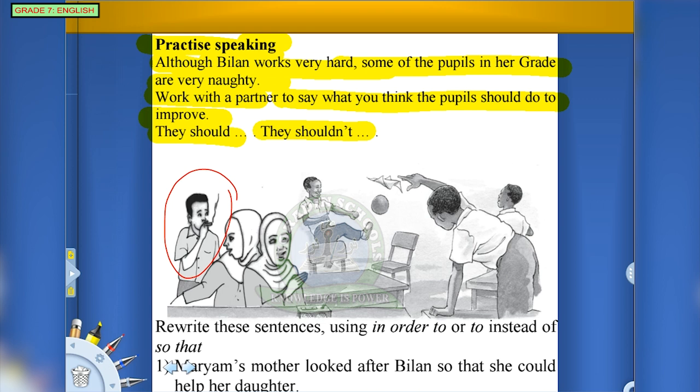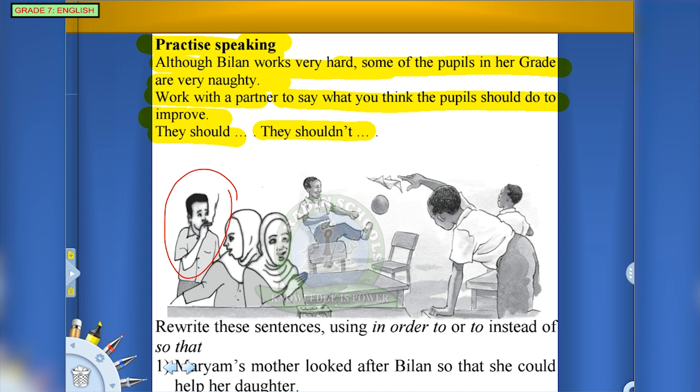Every student can give him advice. He and the other students like him, they shouldn't smoke at all. Why? It doesn't matter whether they are in the classroom or not. They shouldn't smoke at all. Why? Because smoking is harmful.